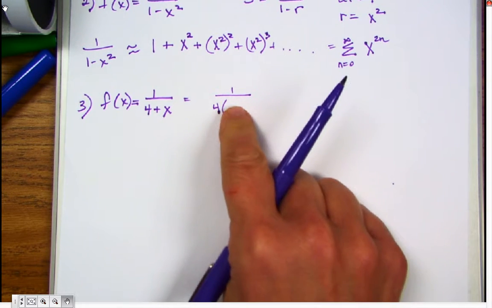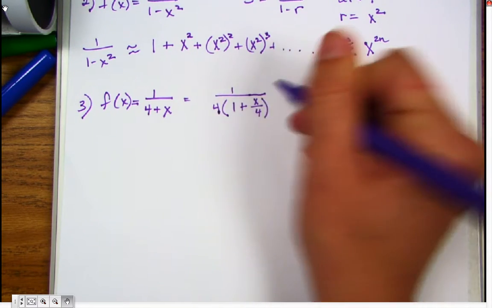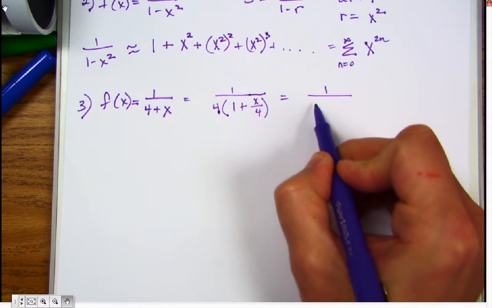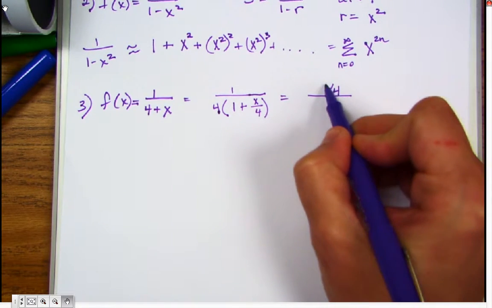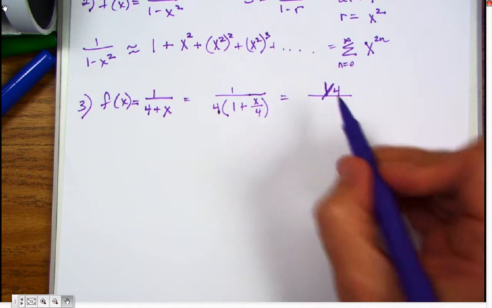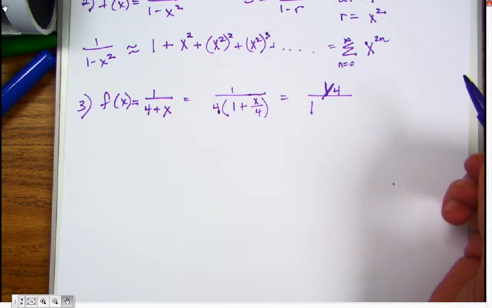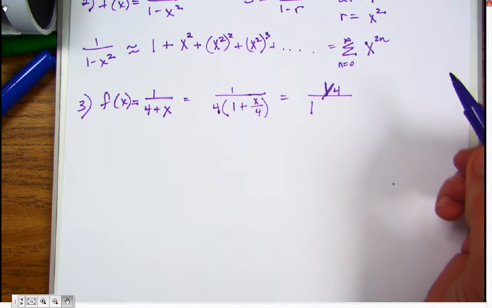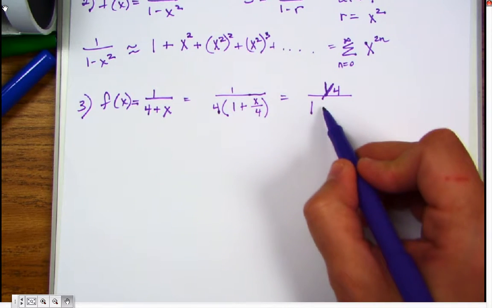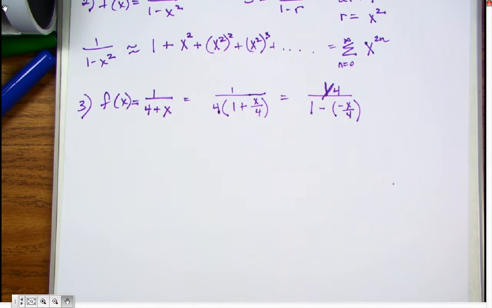And if I pull out a 4, what's that going to give me? 1 plus x over 4. And then if the 4 is in the bottom, that's the same as moving it to the top, and making the numerator 1/4. And then what do I need to do now? You have to multiply by this negative. There you go. Minus a negative is a positive.